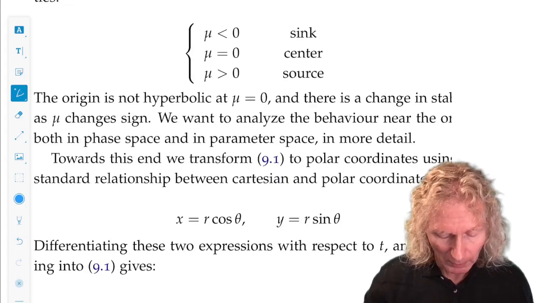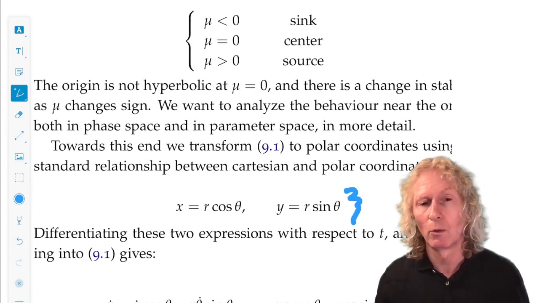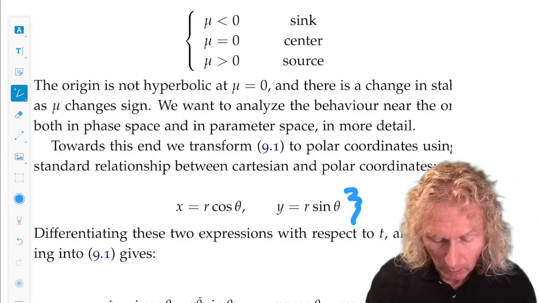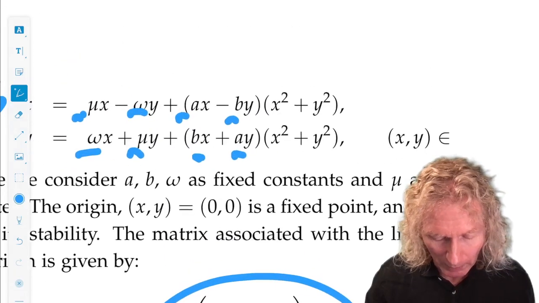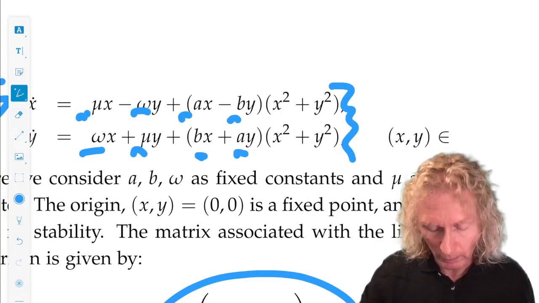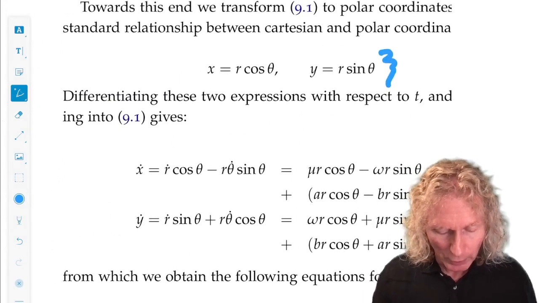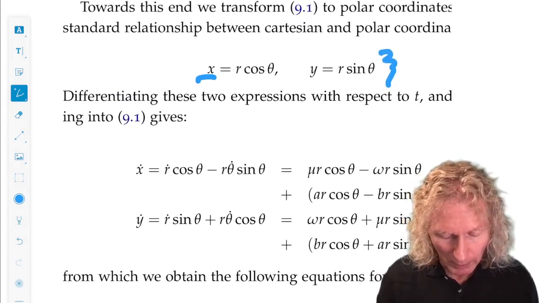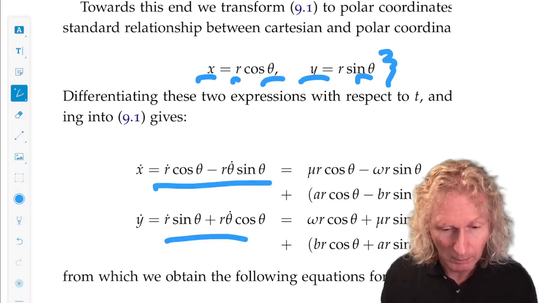Now we're going to study this vector field by passing to polar coordinates. Why? Well, I don't have a good easy reason for that right now, but whenever I see quantities like x squared plus y squared, I think of polar coordinates. Often that can be useful. So we differentiate with respect to time, x dot, y dot, and that's what we get on the right-hand side.